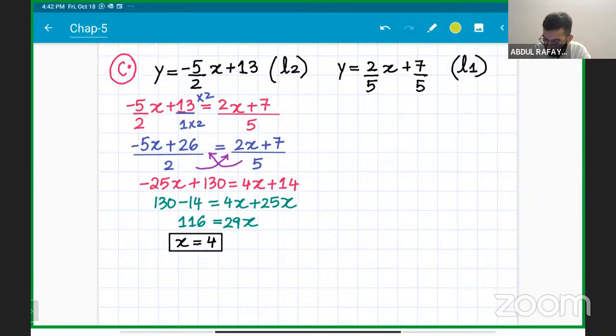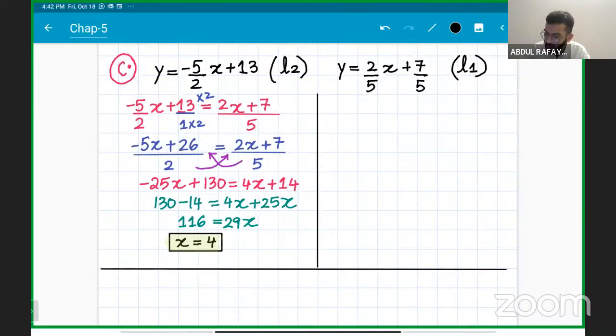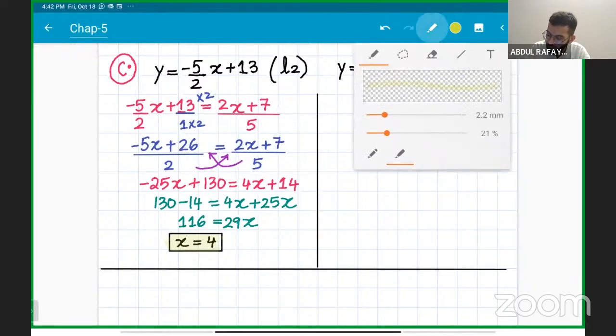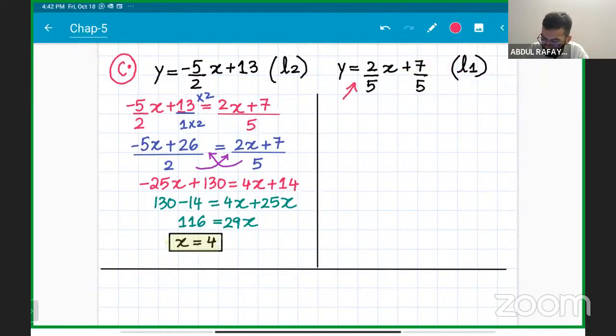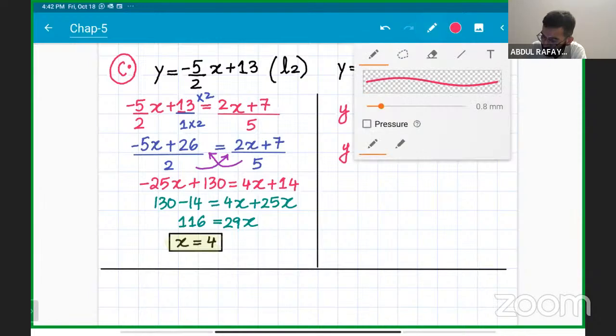So we have got, students, x = 4 coordinate. And now we just have to find the y coordinate. So let's save some space and do it here only. Just substitute it in this equation or in this equation. Any equation you can substitute, students, and you will be able to get the answer. So y = -5/2 times 4 plus 13. So 2 ones are 2, 2 twos are 4.